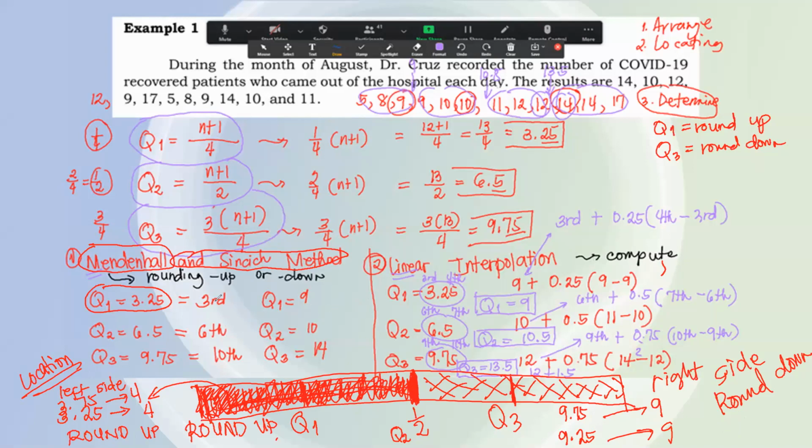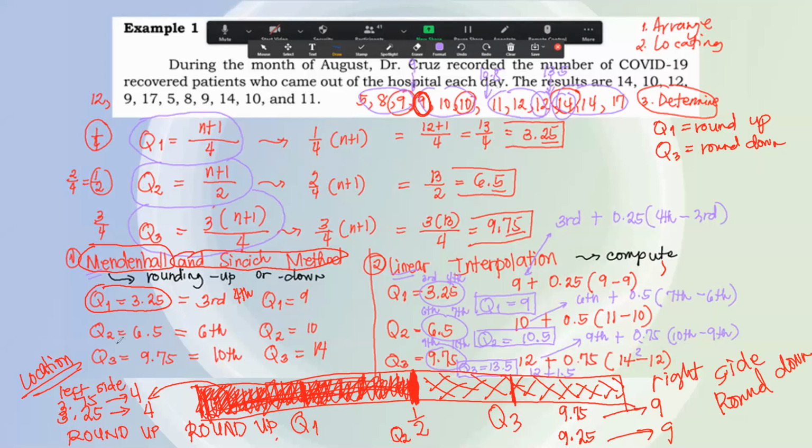So itong data natin dito, it should be the fourth data, which is also equal to 9. Yung 6 natin, yun pa rin yun. No? If that is 6.5, ibig sabihin, this is 4, 5, 6. 6 pa rin, kasi siya ay nasa gitna.